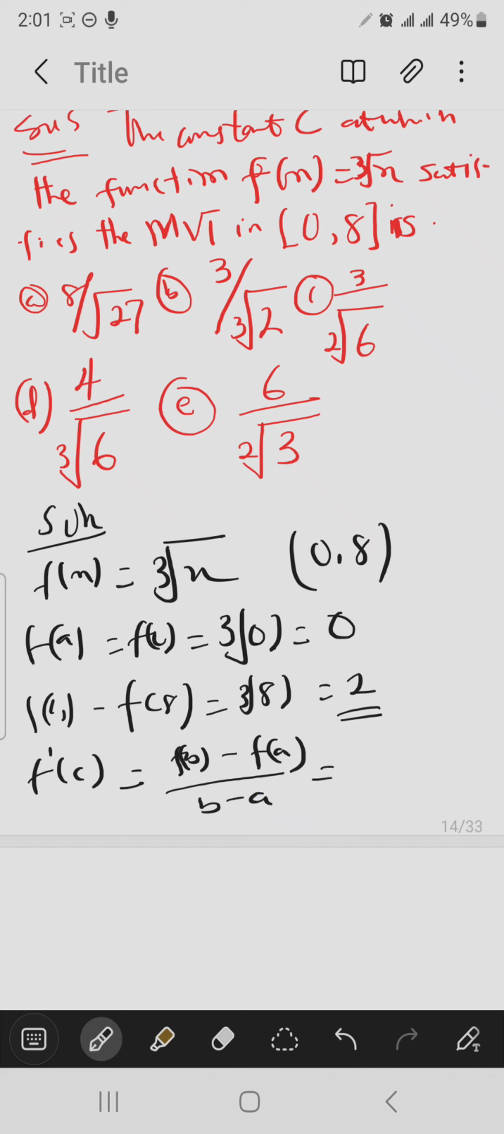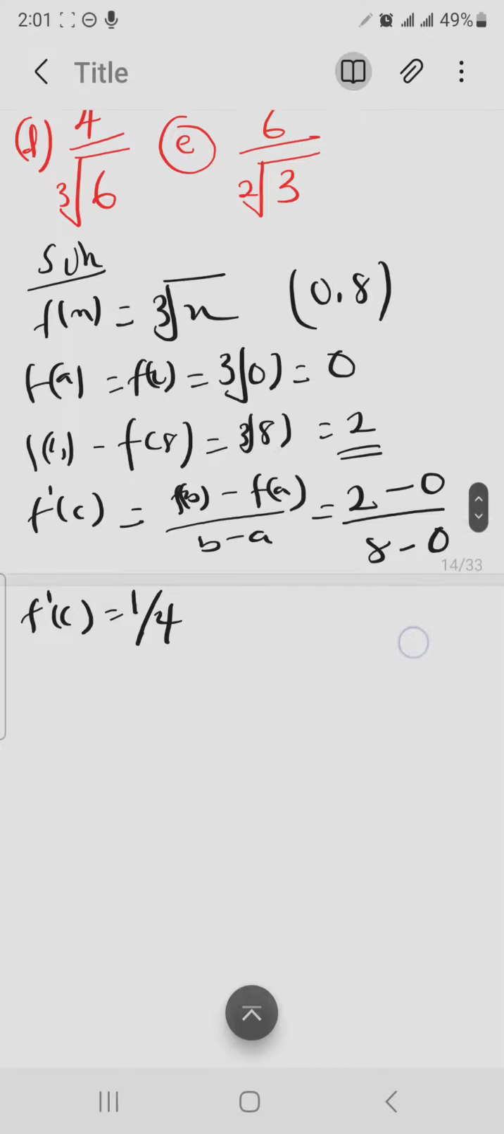What is my f of b? 2, I calculated it. Minus what's f of a? 0, over what is b? 8, minus 0, since a is 0. So this one will now be 2 over 8, which will now be equal to what? 1 over 4. So f prime of c will now be equal to 1 over 4. That's the first answer.